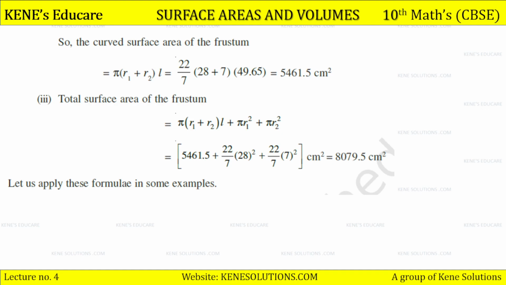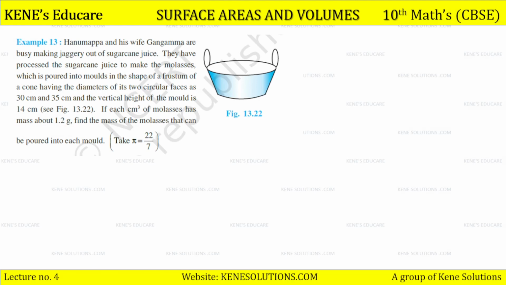Okay, let us apply this formula in some examples. Look at the example here and try to solve it yourself. Hanumappa and his wife Gangamma are busy making jaggery out of sugar cane juice. They have processed sugar cane juice to make molasses, which is poured into molds in the shape of frustum of a cone having the diameters of its two circular faces as 30 centimeter and 35 centimeter. And the vertical height of the mold is 14 centimeter. If each centimeter cube of molasses has mass about 1.2 grams, find the mass of the molasses that can be poured into each mold. Take pi is equal to 22/7.